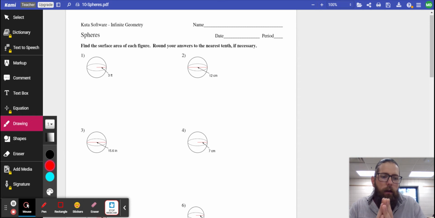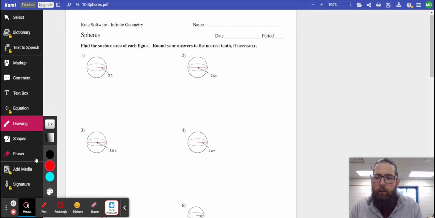How much three-dimensional space does it take up? So each of these will have its own formula. We're going to do one example of each, and then hopefully the rest of this should go pretty easy for you today. So number one, we're going to find the surface area of this sphere.